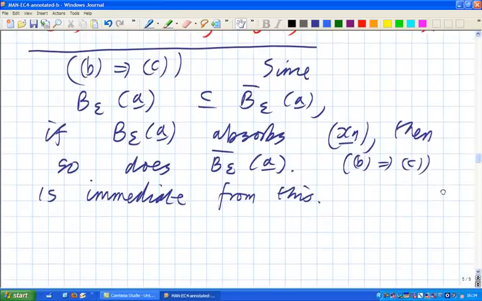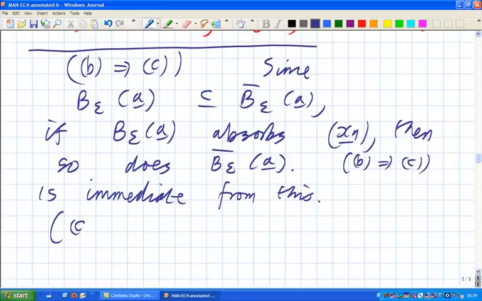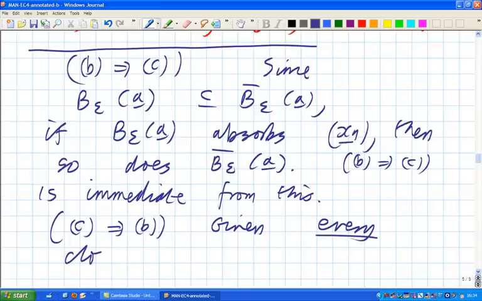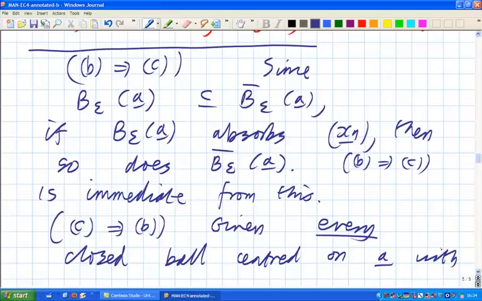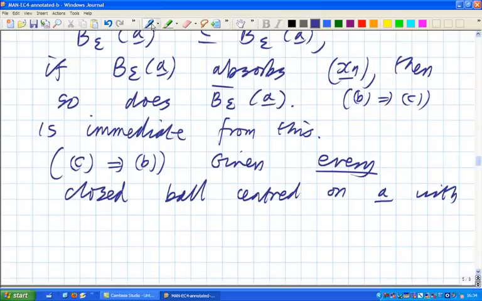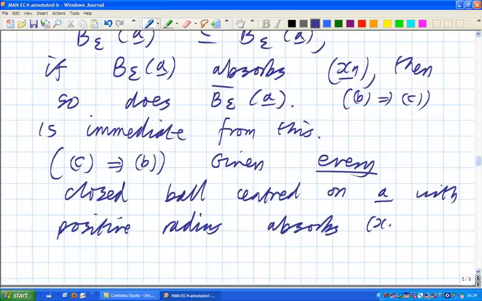But the converse needs a bit of thought. So for C implies B, we're given that every closed ball centered on A with positive radius, we don't allow radius 0 for our balls, absorbs xn. And we have to prove B.